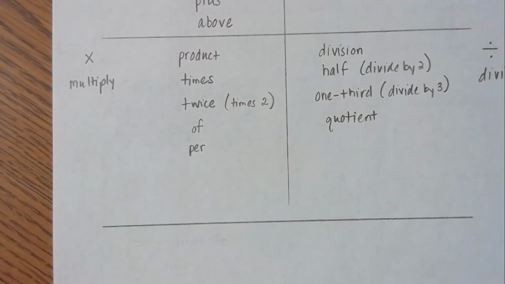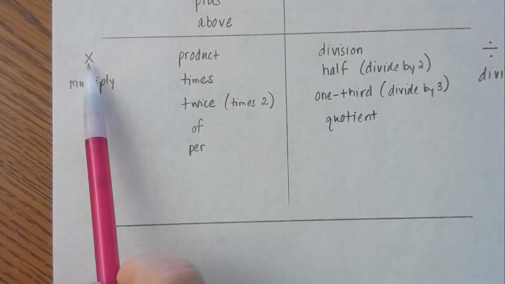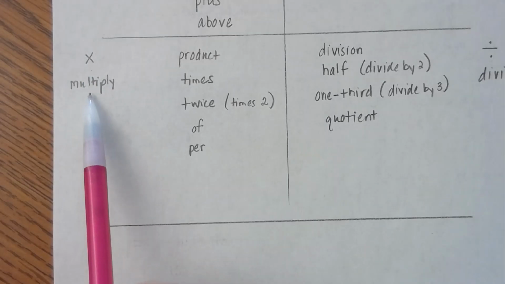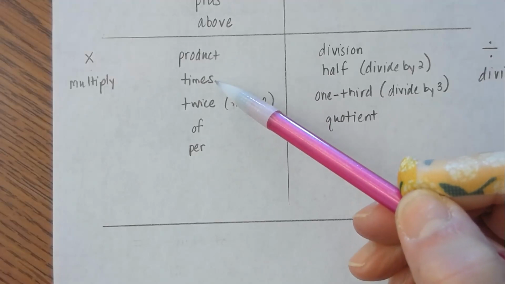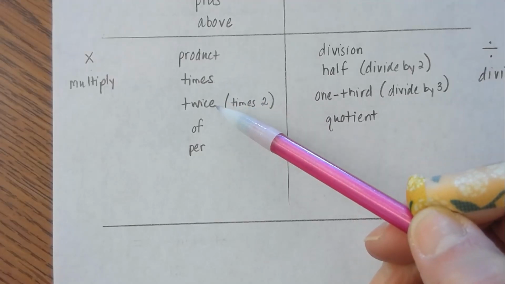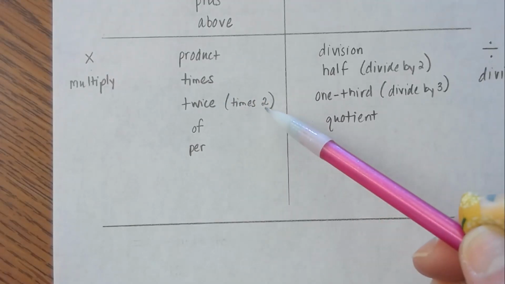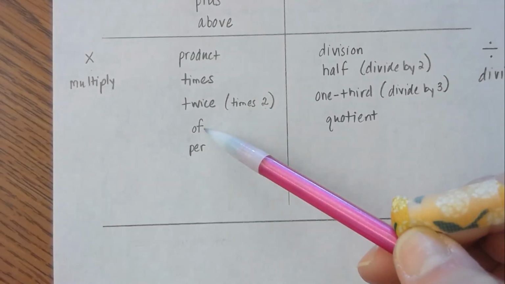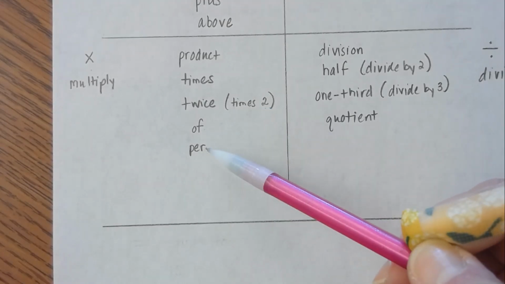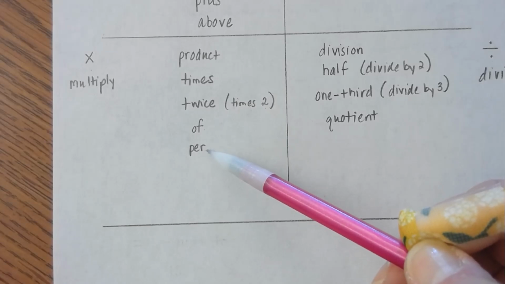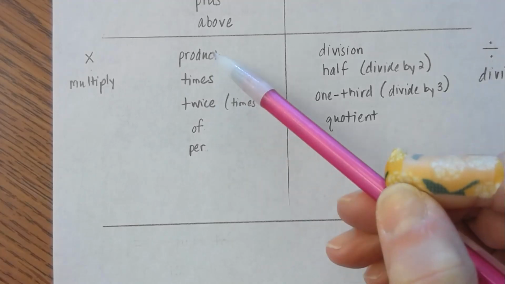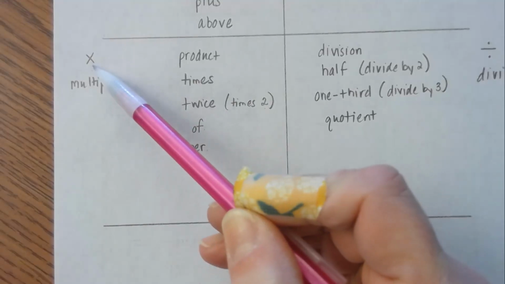In this box down here, the symbol for multiply goes with these words: product, times, twice. Twice means times 2, of, per. For example, I earn $3 per hour, so I would do 3 multiplied by my number of hours. All of these words tell you to multiply.